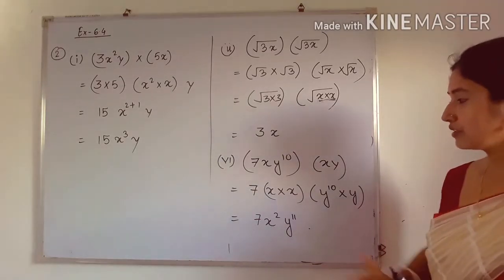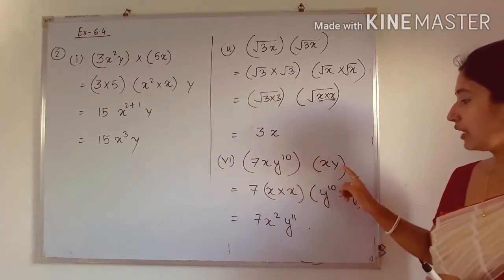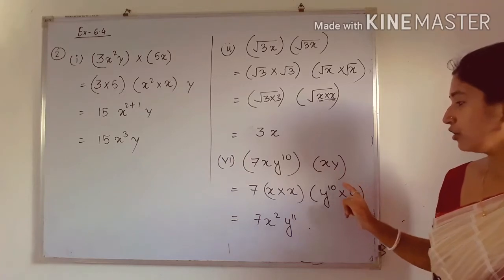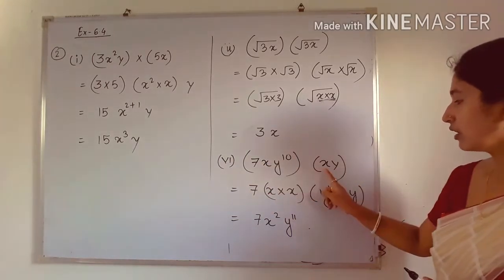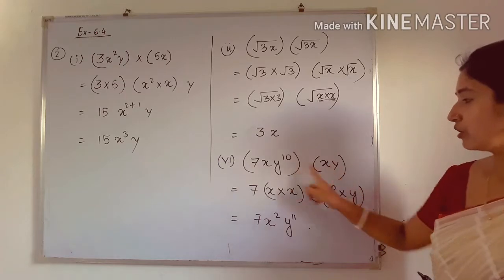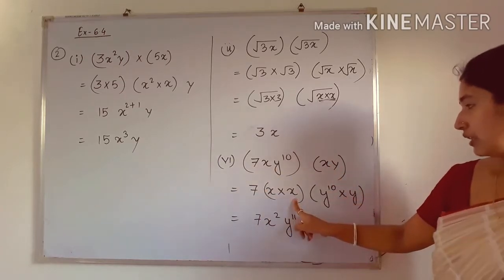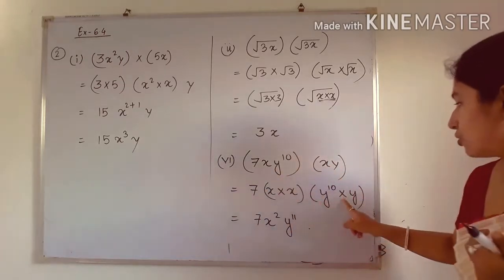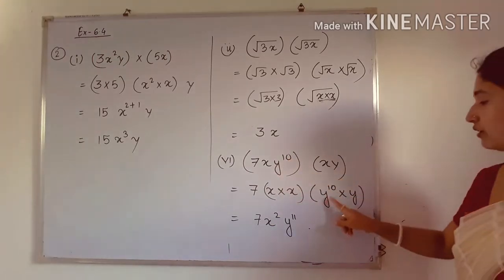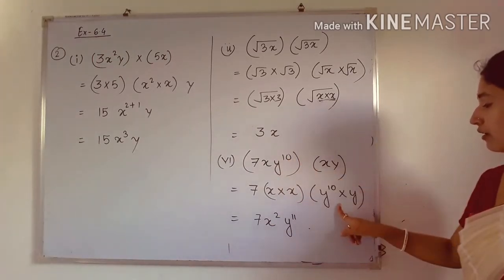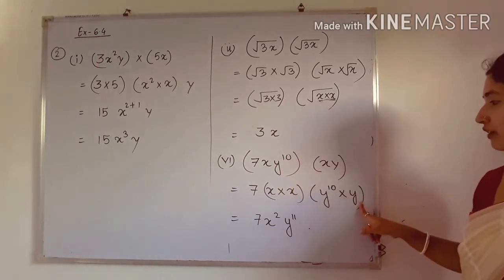Next is number 6, 7x y to the power 10 into x to the power y. So here 7x, the power of x is 1 here. Here also the power of x is 1. So we will collect this one first. Then y to the power 10 into, here it is y, because the power of y is 10 here. So we can take y to the power 10 here and into y we can write here.